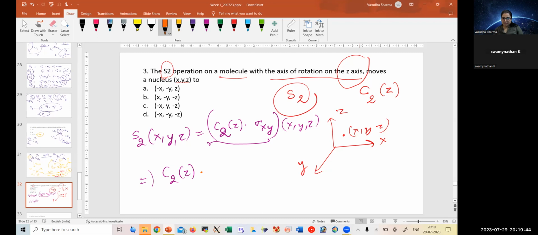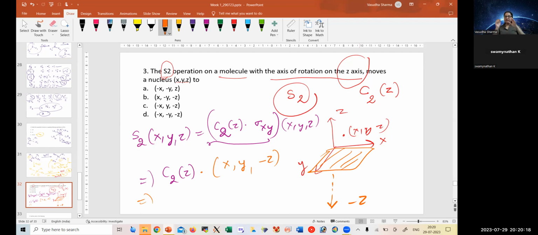Say, for example, this one. This is your plane and it is cutting. The Z is going to be reflected to minus Z. So your coordinates would be X, Y, minus Z. Is it right? Right. So now you have to apply C2 along the Z-axis. Your Z-axis is now fixed. Whether Z is positive or negative doesn't matter. You have to apply the C2 on the Z-axis. C2 is what? How much rotation angle?